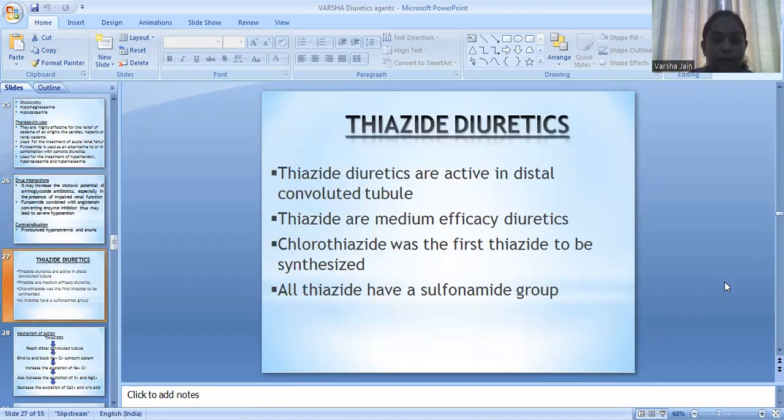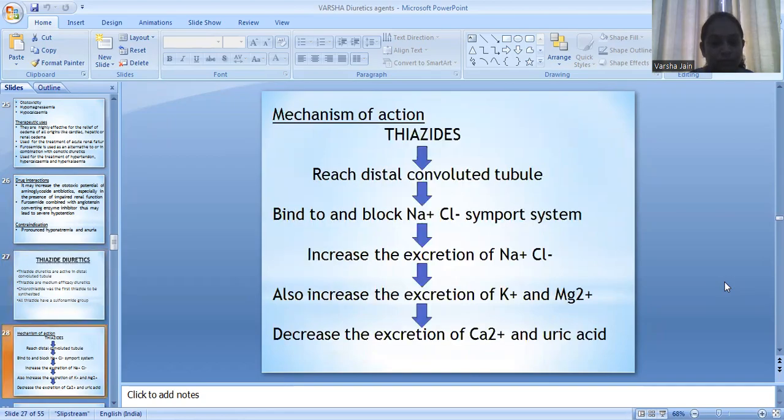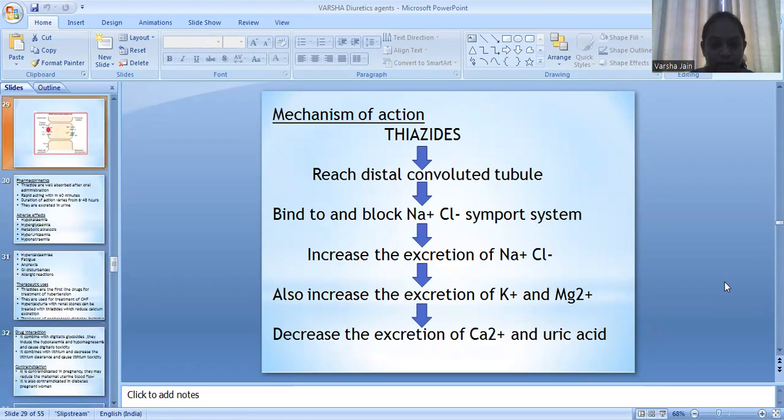Then coming to the thiazide-like diuretics. Thiazide diuretics are active in the distal convoluted tubule. Thiazides are medium efficacy diuretics. Chlorothiazide was the first thiazide to be synthesized. All thiazides have a sulfonamide group. Mechanism of action: thiazides reach the distal convoluted tubule and bind to block the sodium and chloride import system, increase the excretion of sodium chloride, also increase the excretion of potassium and magnesium, and decrease the excretion of calcium and uric acid.